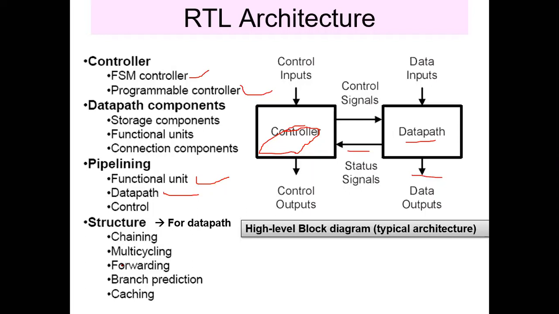In general, RTL architecture will have a controller section as well as a data path section. The controller will receive the control inputs and generate the control outputs, as well as the control inputs to the data path. The data path takes the instruction from the controller, that is the control signal. Depending upon the control signal, it will process the data and generate the corresponding data outputs as well as status signals which will be given back to the controller. That's the basic architecture.